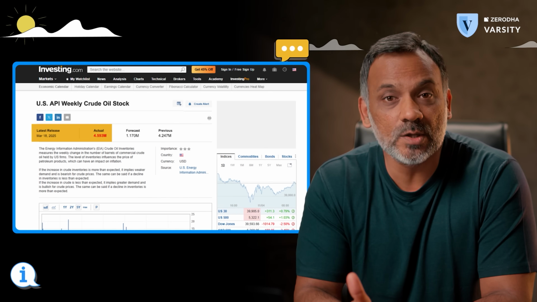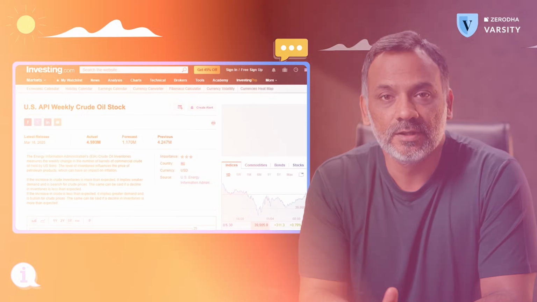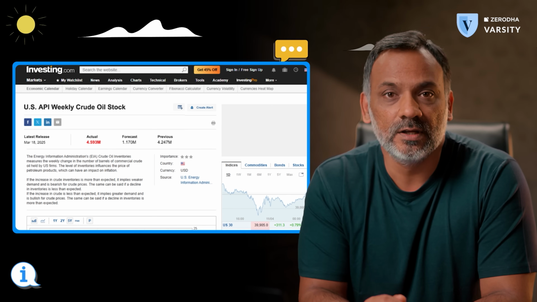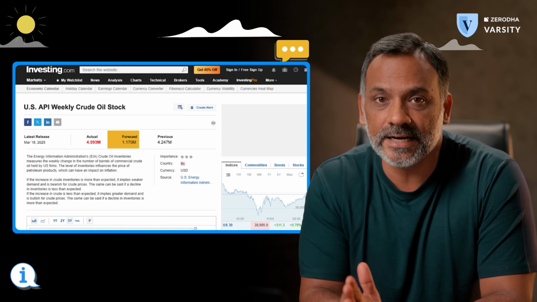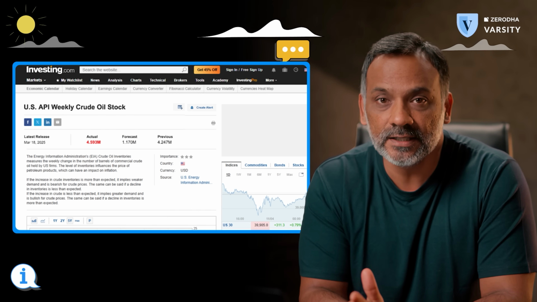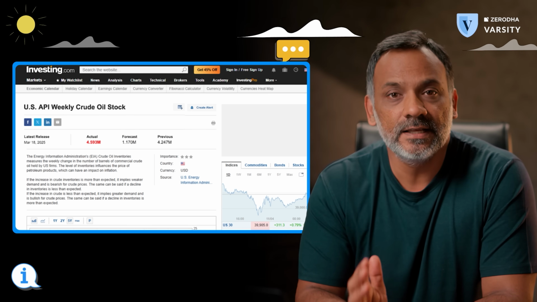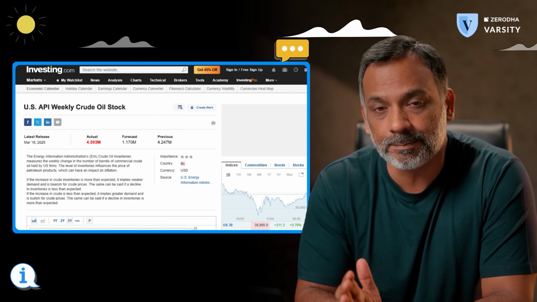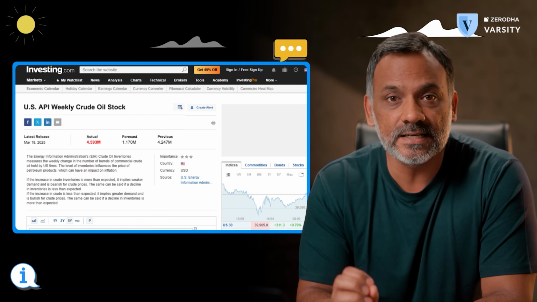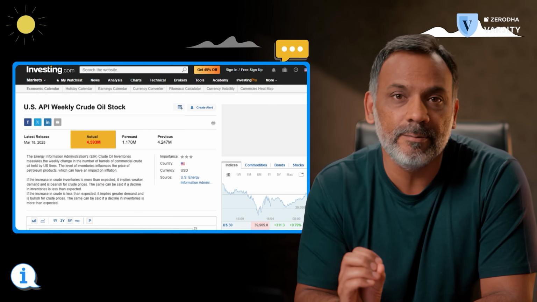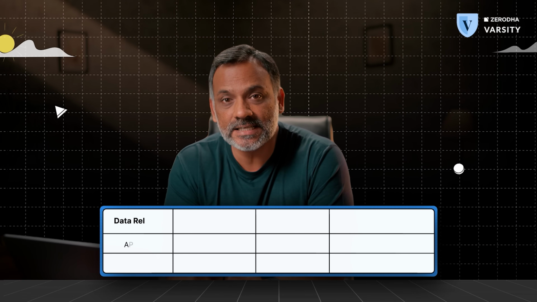Here is a snapshot of the most recent API inventory data. As you can see, there are 3 data points here. One is the actual previous data. Second, the forecasted data for this release. Third, the actual data. As you can see, the analysts had forecasted an excess supply of 1.17 million barrels. But the actual data suggests the excess supply was 4.5 million barrels. Clearly, excess supply is an indicator of lower demand for crude oil, and this is not good news for crude oil traders.